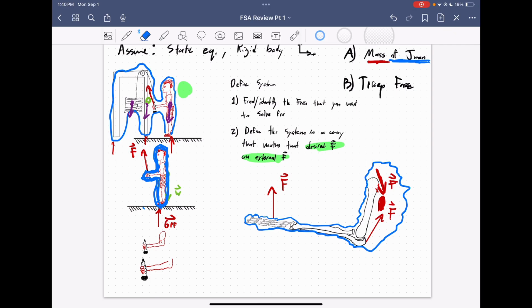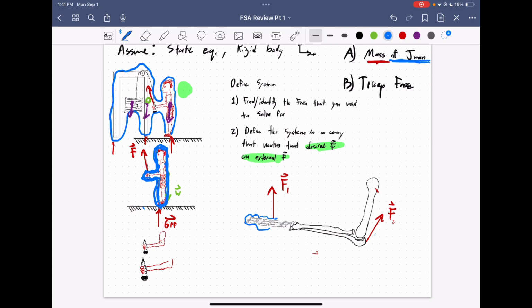So this doesn't really help us because if we do sum of forces, and we call this force 1, 2, 3, it's going to be force 1 plus force 2 plus force 3, and we know these are going to cancel out because they're from the same muscle and they're in opposite directions. So what we want to do is we want to make them external. So what I'm going to do is define the system as just the forearm.